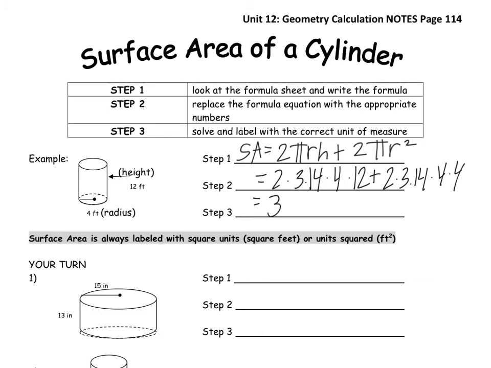You get 301.44 plus 2 times 3.14 times 4 times 4, 100.48. Last step, add those together. 401.92 feet squared. So remember, with surface area, we square the unit.